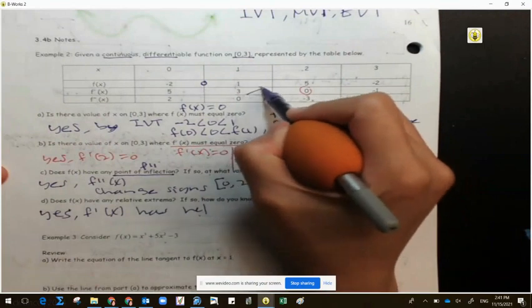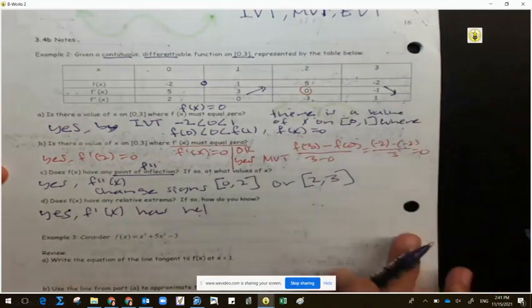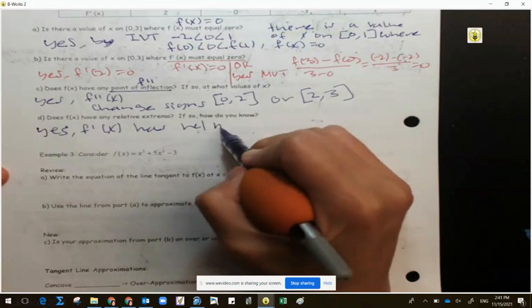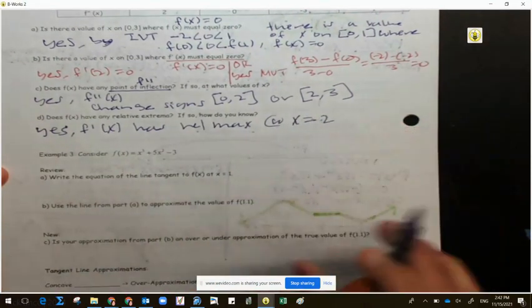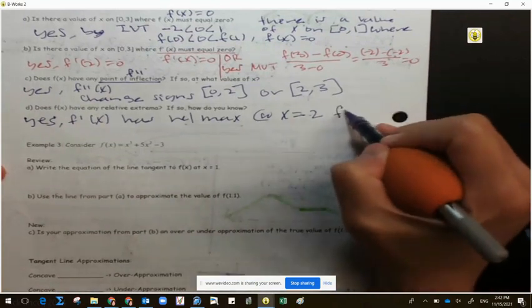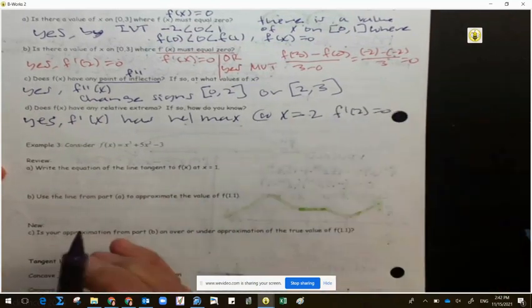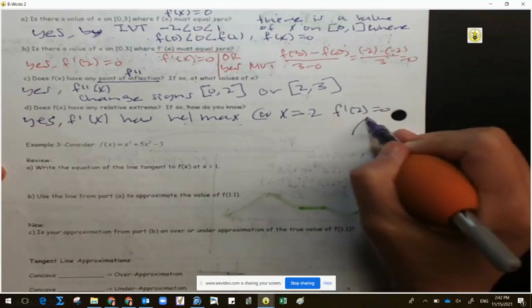If it is going up and it's going down, is that a minimum or a maximum? Max. At x equals 2. And if you want to be even more specific, you could write out f prime of 2 is also equal to 0, which represents the maximum right here.